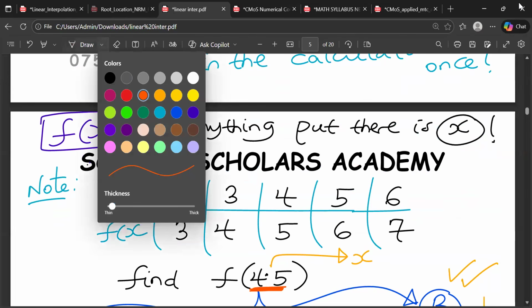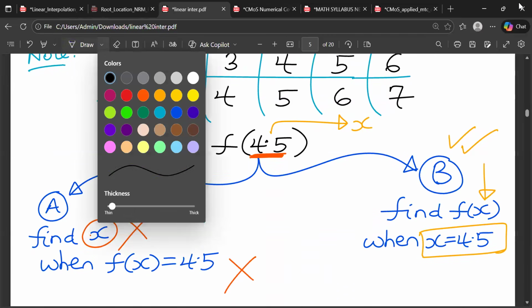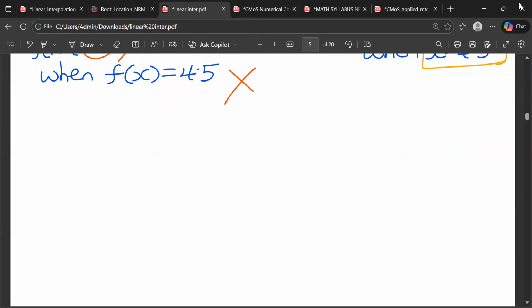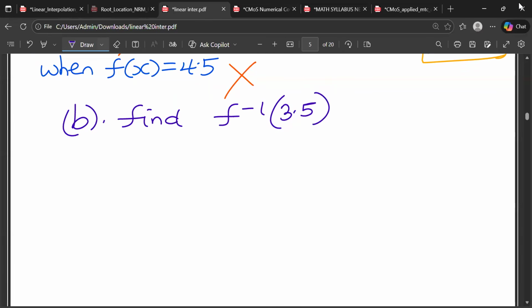Now, I want to pose another question. You see, with this applied math, you may think you've understood, yet you've not. So that was part A. Part B. What if they tell you to find the F inverse, because you're also going to come across it? What if they tell you to find the F inverse of 3.5?